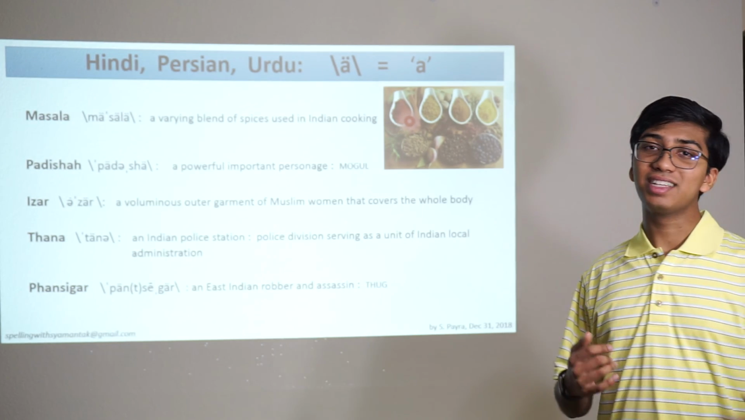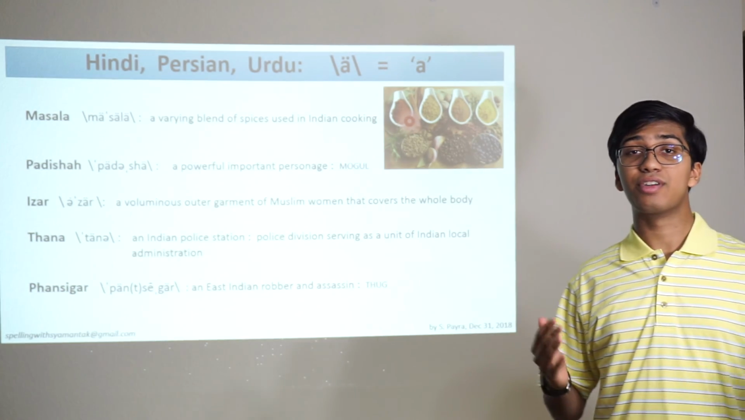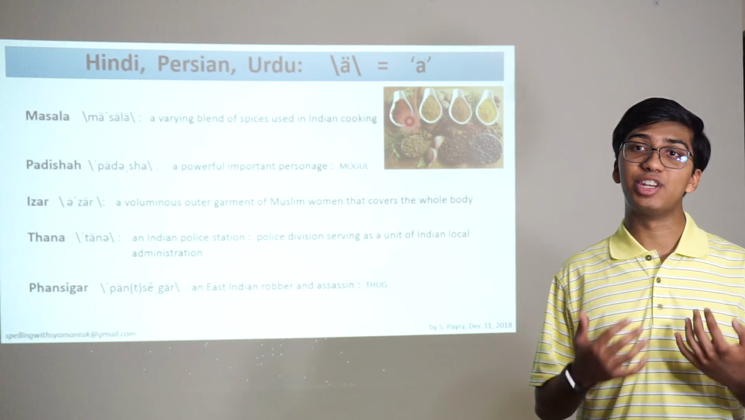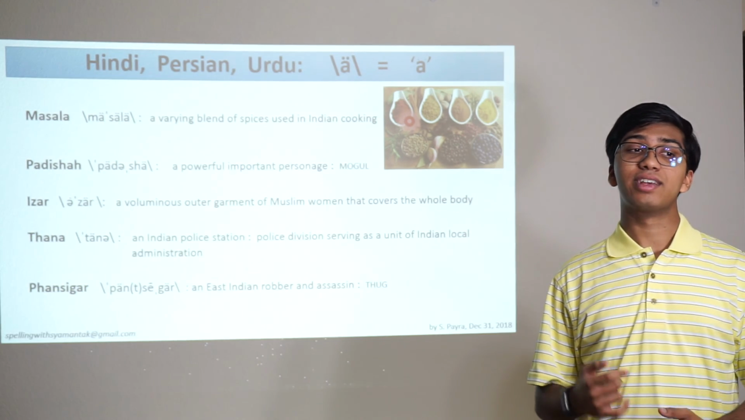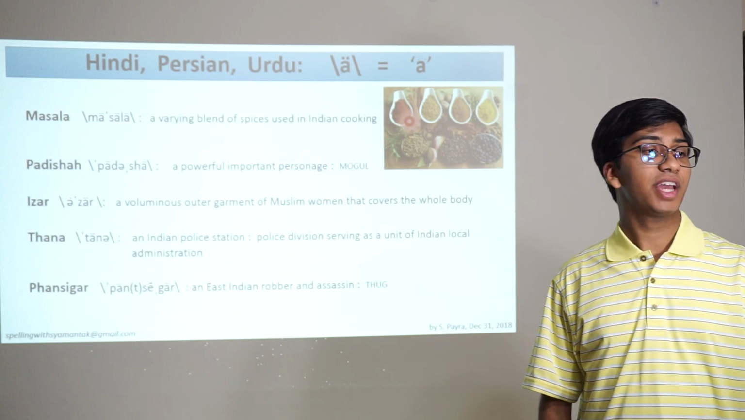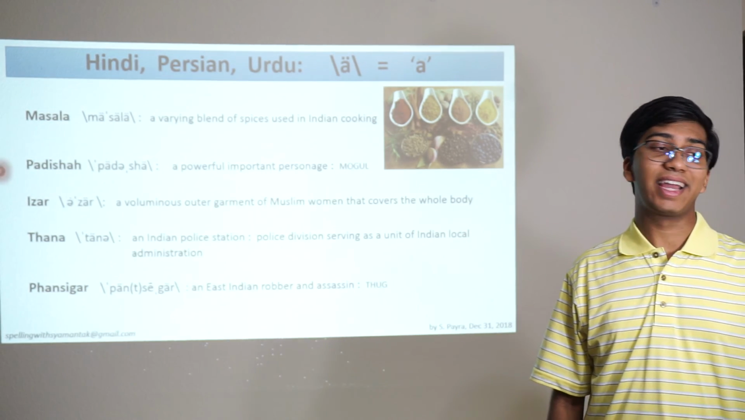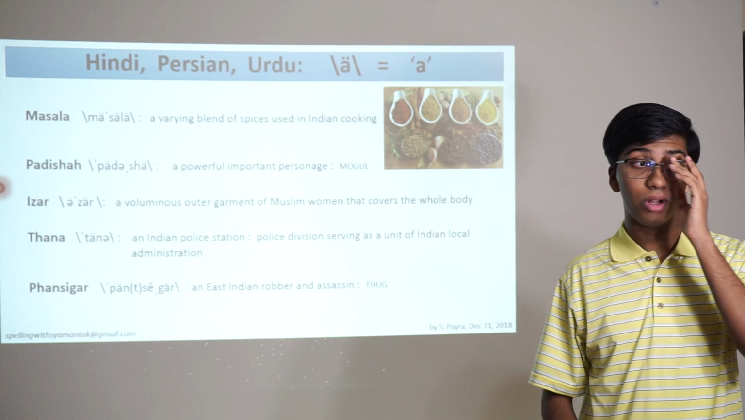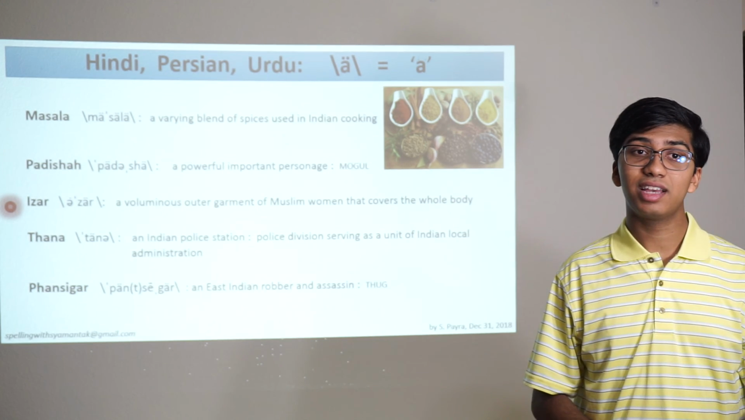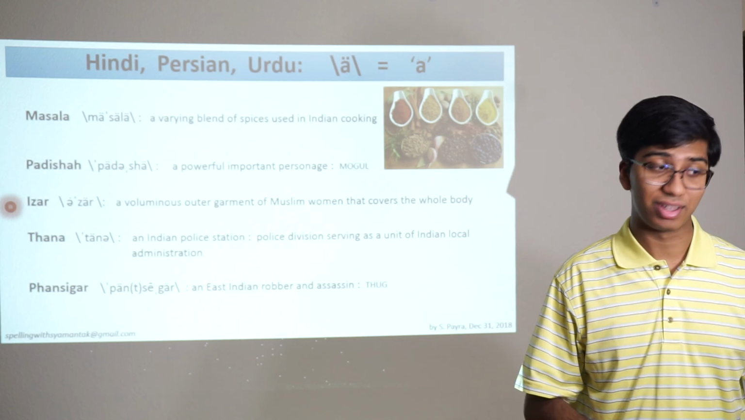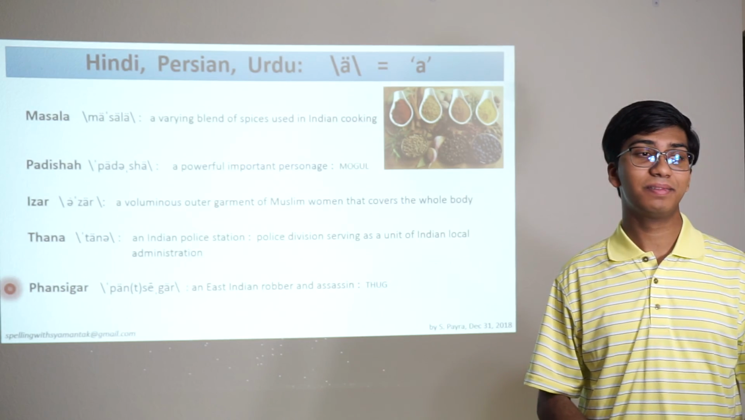Here's a combination of Hindi, Persian, and Urdu in the next few slides. They are kind of related, even though they may have different origins. The words that we've adopted into English sort of share some commonalities. Many of them have to do with food, other things like clothing and boats. You have a masala, a varying blend of spices. This you may have seen before. A padishah is a powerful person or a mogul. An izar, a voluminous outer garment. Thana, an Indian police station. Remember the thing about the H after the T. Pansigar, an East Indian robber and assassin.